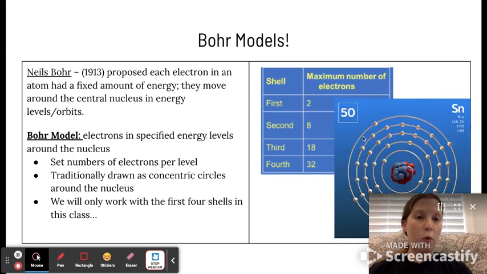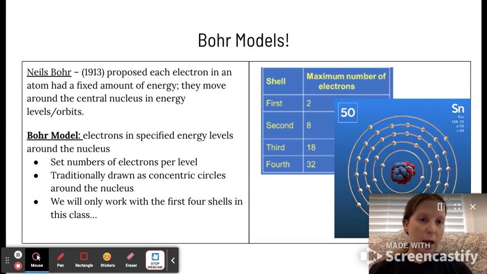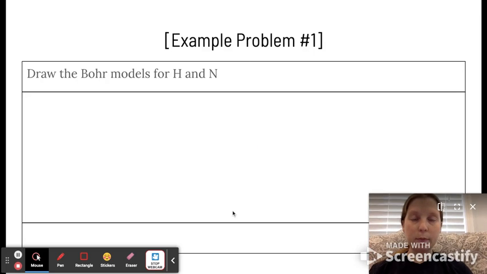And this is what a Bohr model looks like. We've got those concentric circles around the nucleus where we've added electrons onto them. Now, when you're drawing them, obviously they won't move like this, but this is just an idea of what they look like. So now let's go ahead and do this example problem.